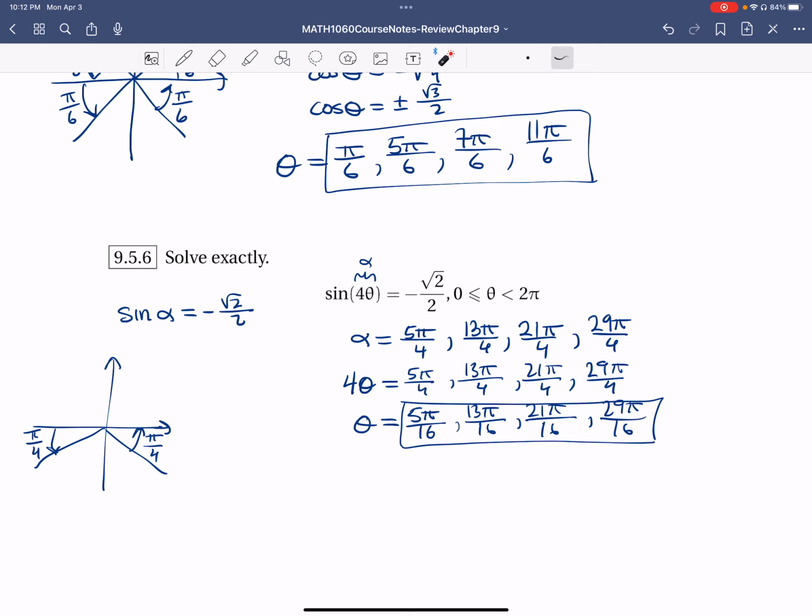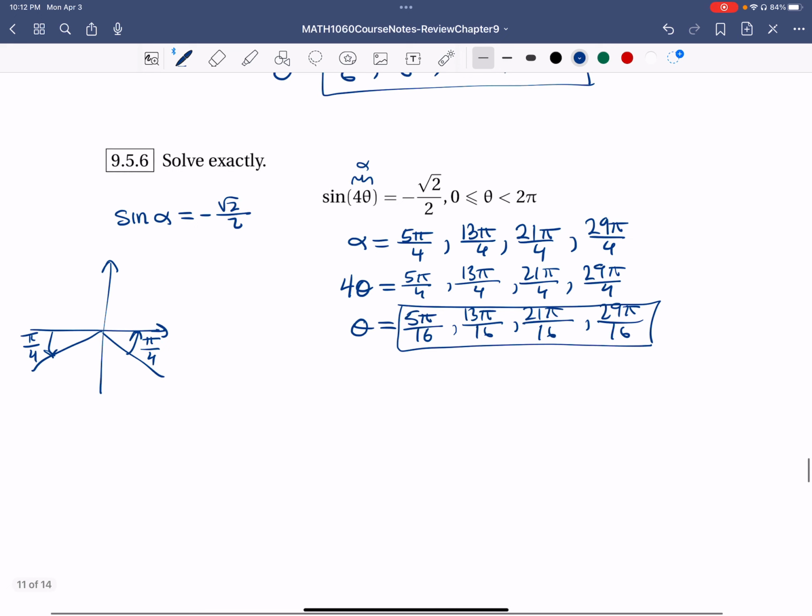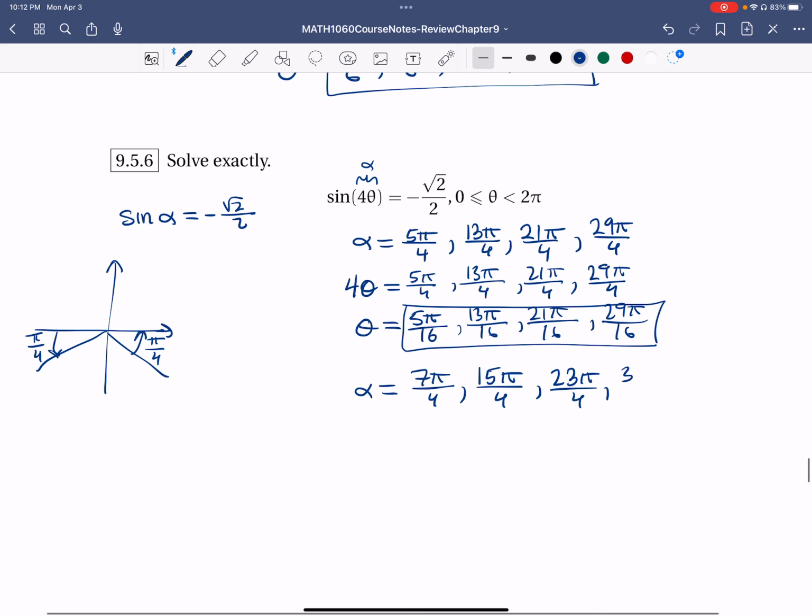So now what I need to do is get the second angle, which is going to be 7 pi/4 for alpha. So alpha equals 7 pi/4. Okay, the next possibility, if I add 2 pi to that, is going to be 15 pi/4. Right, and then 23 pi/4. And then 31 pi/4.